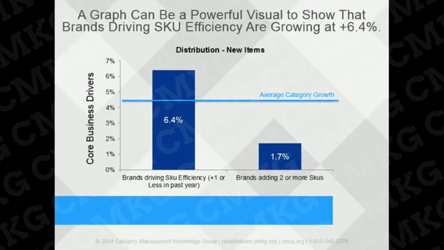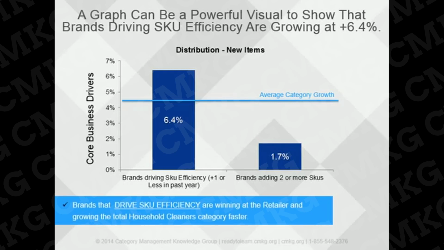I can then graph my results in a powerful visual to show that brands that are driving SKU efficiency are growing at 6.4% versus those that have added more than one SKU who are only growing at 1.7%. And an overall conclusion on SKU efficiency.